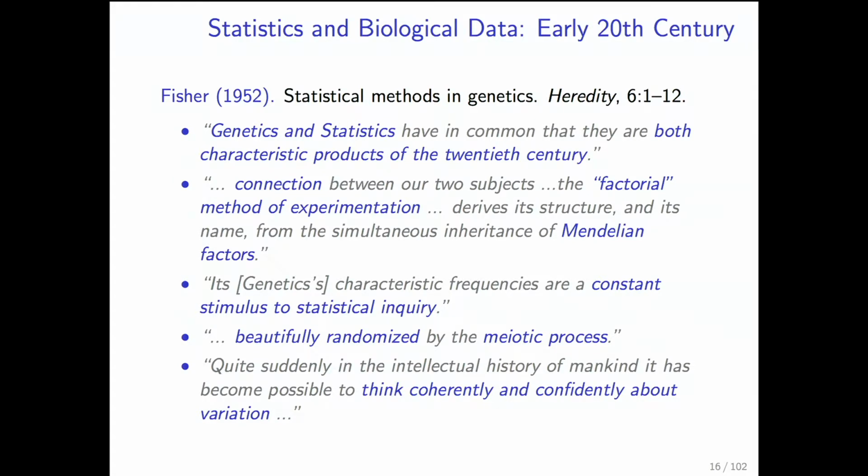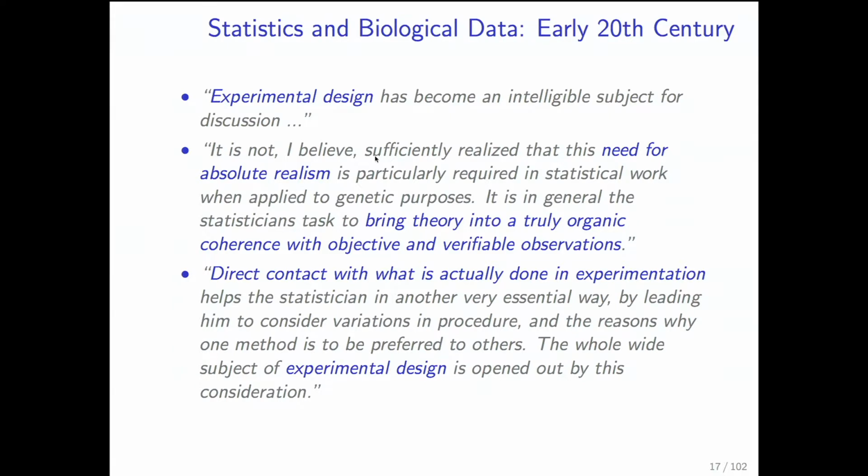Another great read is his 1952 paper, which is still very relevant today. And in this paper, he studies the relationship between statistics and biology. And in particular, he makes the observation that genetics and statistics are both characteristic products of the 20th century. He makes the connection between factorial designs and Mendelian factors. He talks about randomization, experimental design, and also the need for absolute realism and the importance for statisticians to be in direct contact with what's done in the field. So it's a terrific paper that I highly recommend.